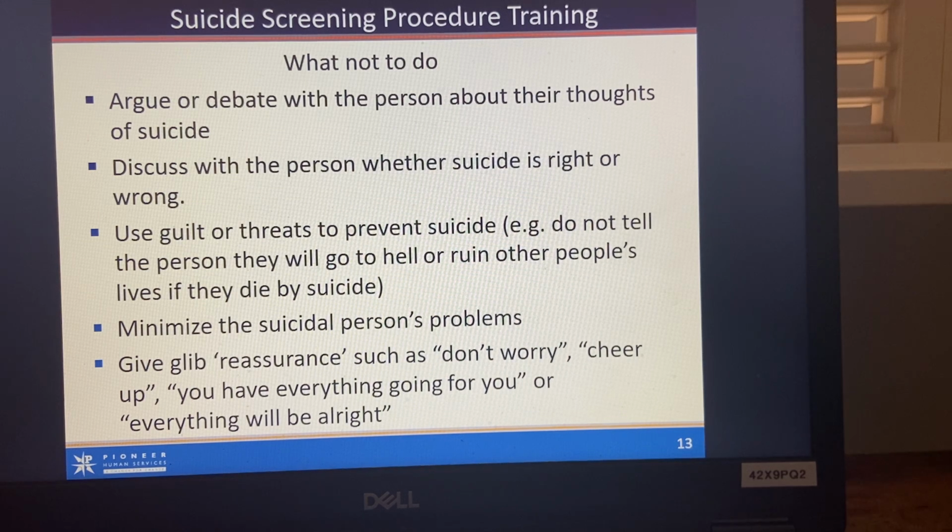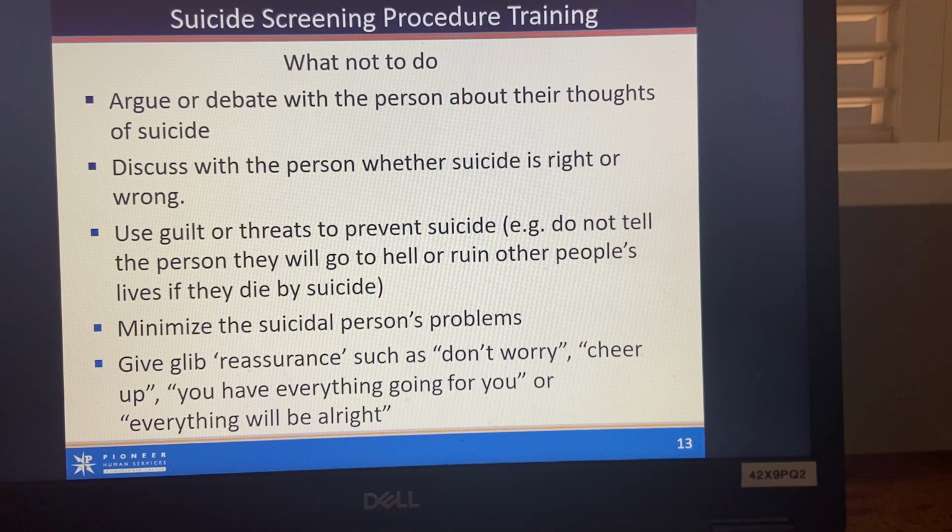Some of the things that we should not do when listening. We never want to argue or debate with them about their thoughts. We never want to tell them that what they're thinking and feeling is right or wrong. We never want to use guilt or threats by telling a person that they could go to hell or that they could ruin their children's lives or their loved ones' lives. We don't want to minimize what they're telling us. We do not want to use words like, don't worry, cheer up, you have everything going for you, or everything is going to be all right.